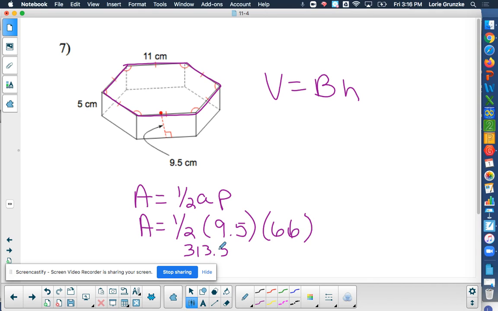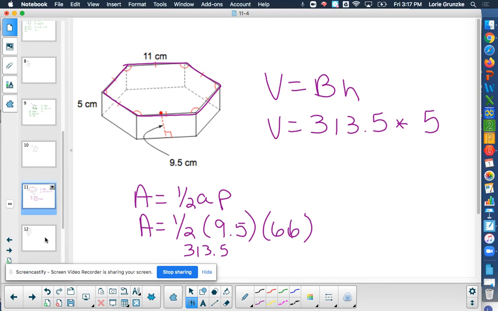I'm going to put that in for the big B. 313.5. The height is the distance between the hexagons. Let's see, that's the 5. Multiply those out, put the correct label, and you are going to do the next one by yourself.